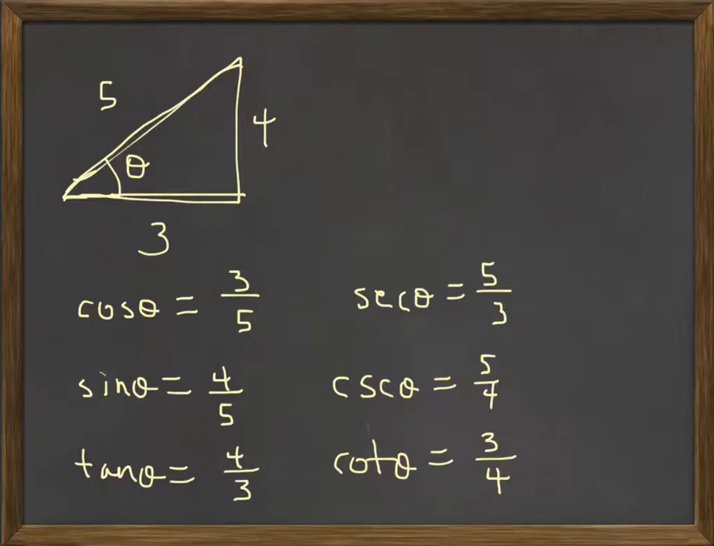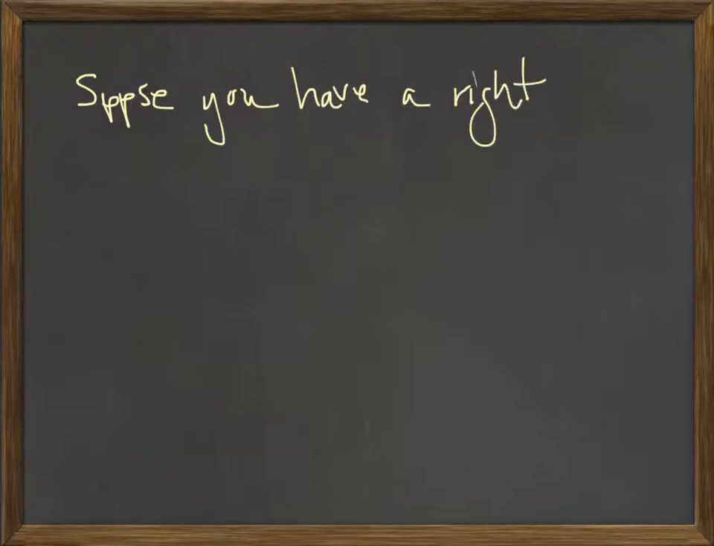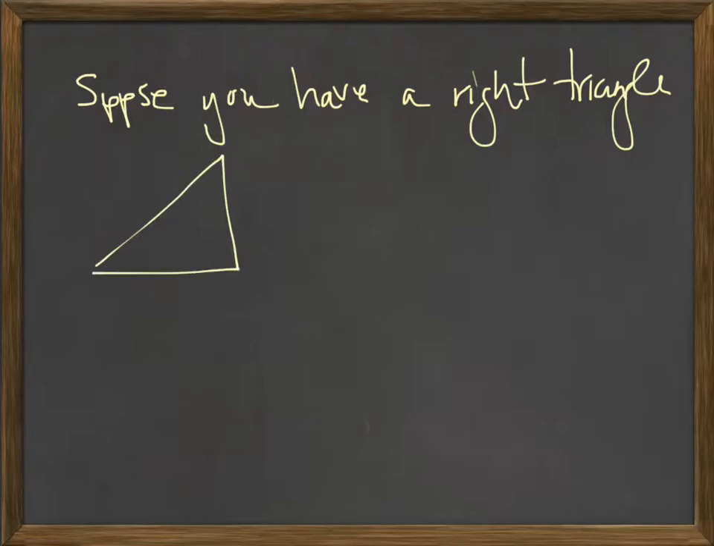Well, what if I gave you one of these ratios and asked you to find the other 5? Let's see an example where that might come up. So suppose you have a right triangle, and I'm only going to give you the ratio of 2 of the sides. So let's draw our triangle, and I know that the sine of theta is equal to 5 over 13. Can you find the remaining 5?